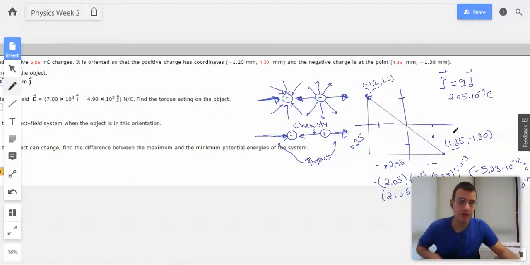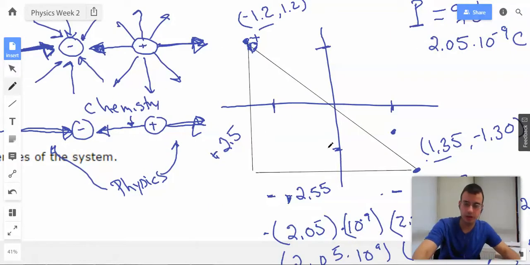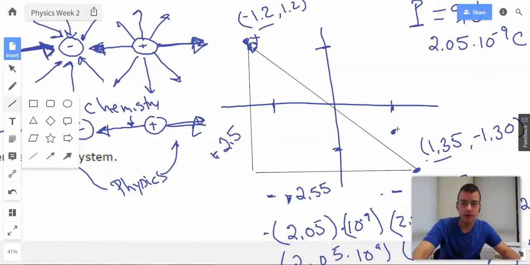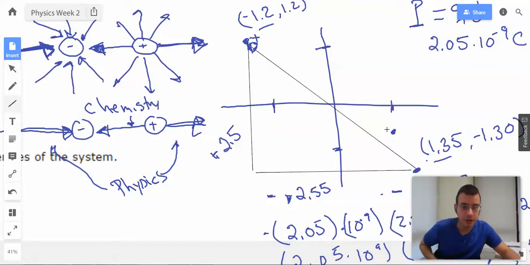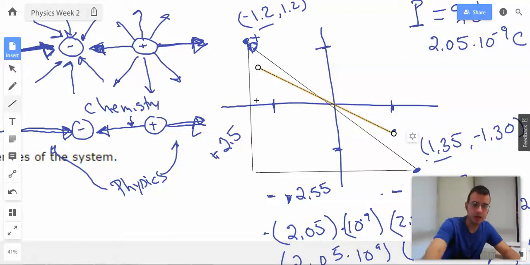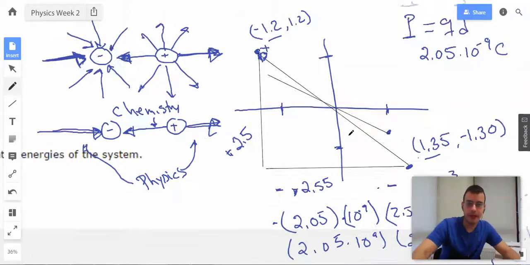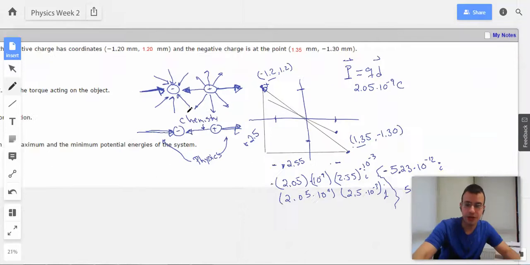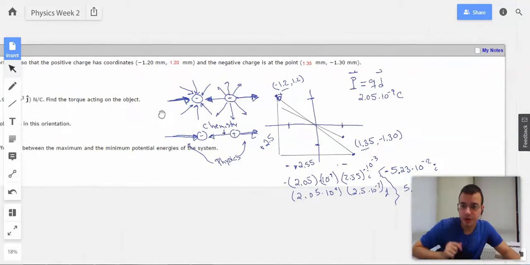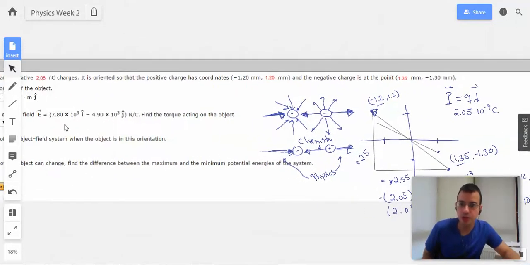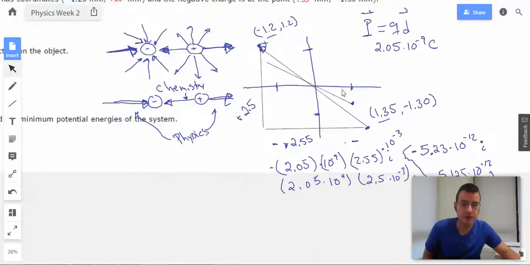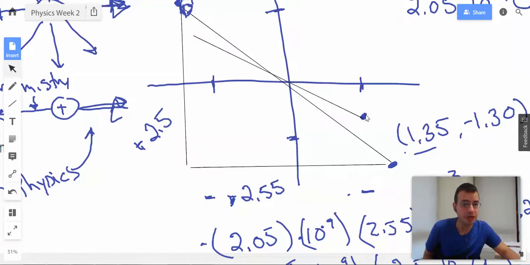So we have an electric field that goes from here, and an electric field goes from here through the origin off to infinity. Okay? And we know the electric field goes from the origin to 7.8 and negative 4.9. So electric field goes from the origin to this point right here. I basically did like 2 to 1.